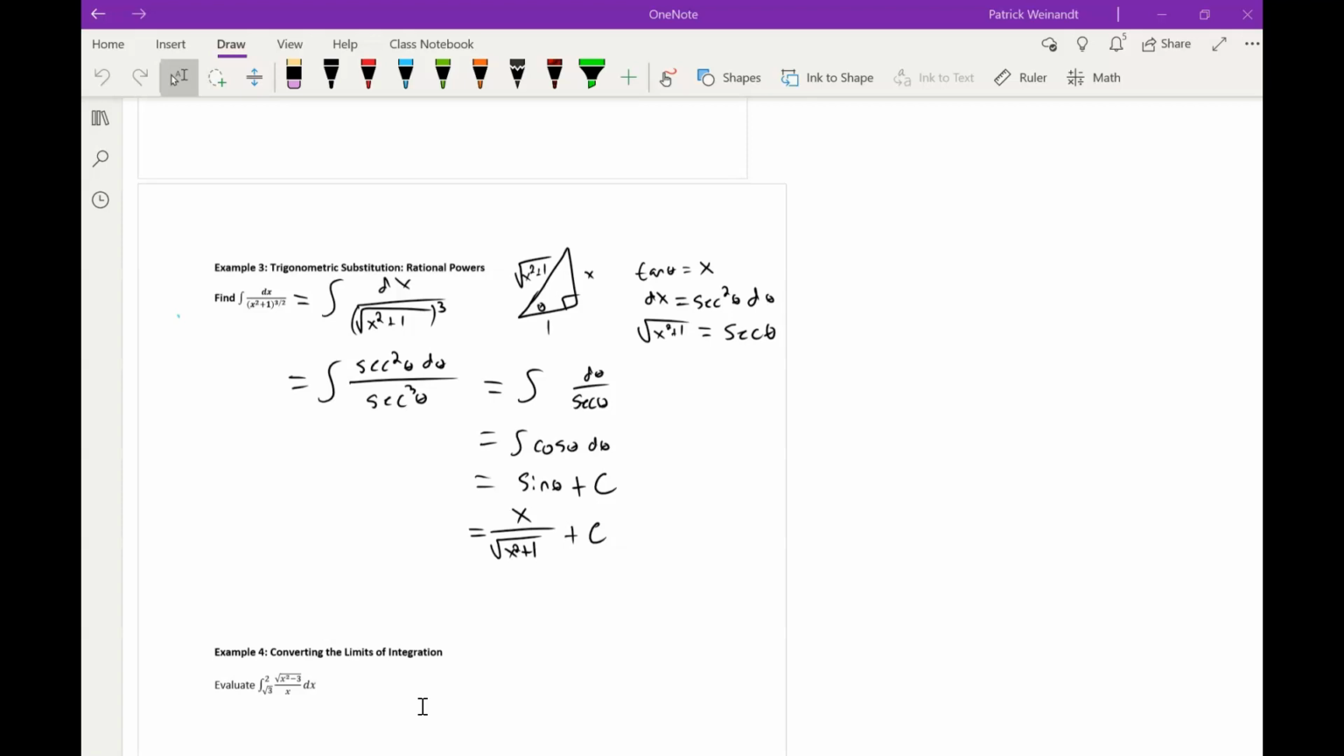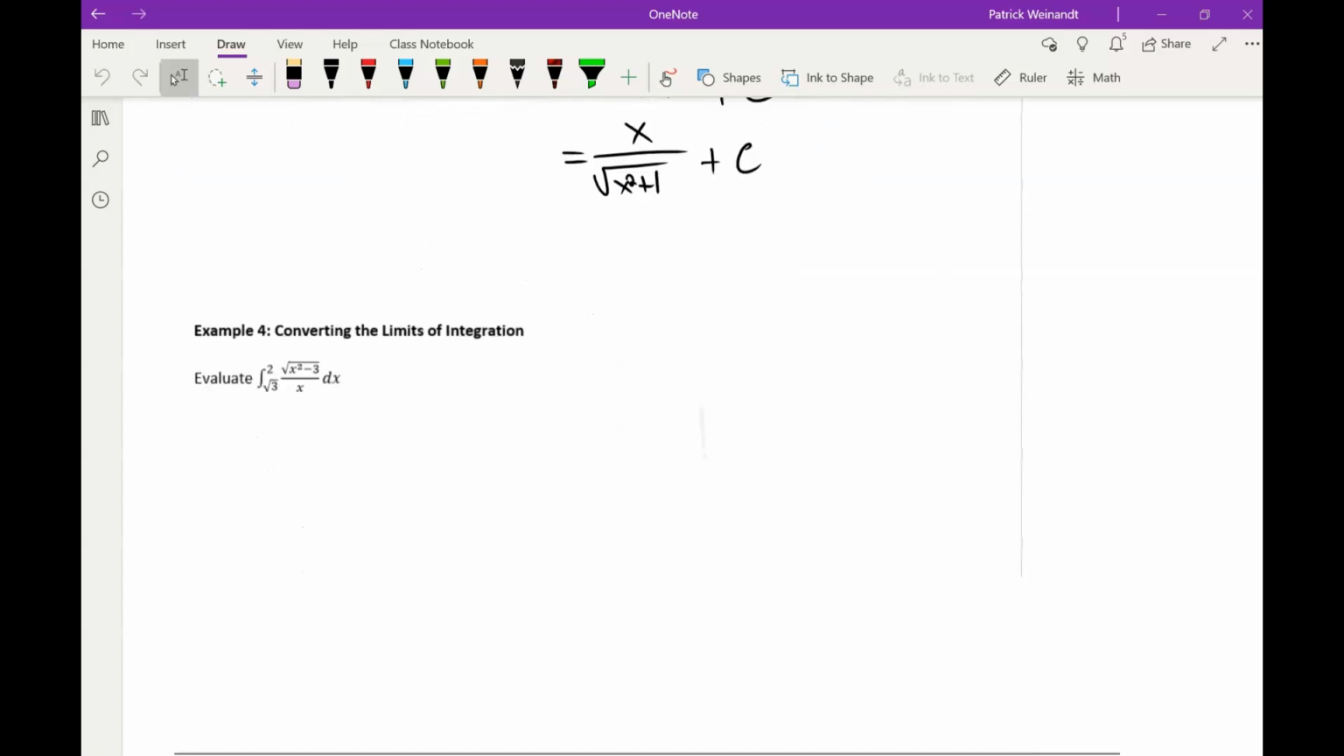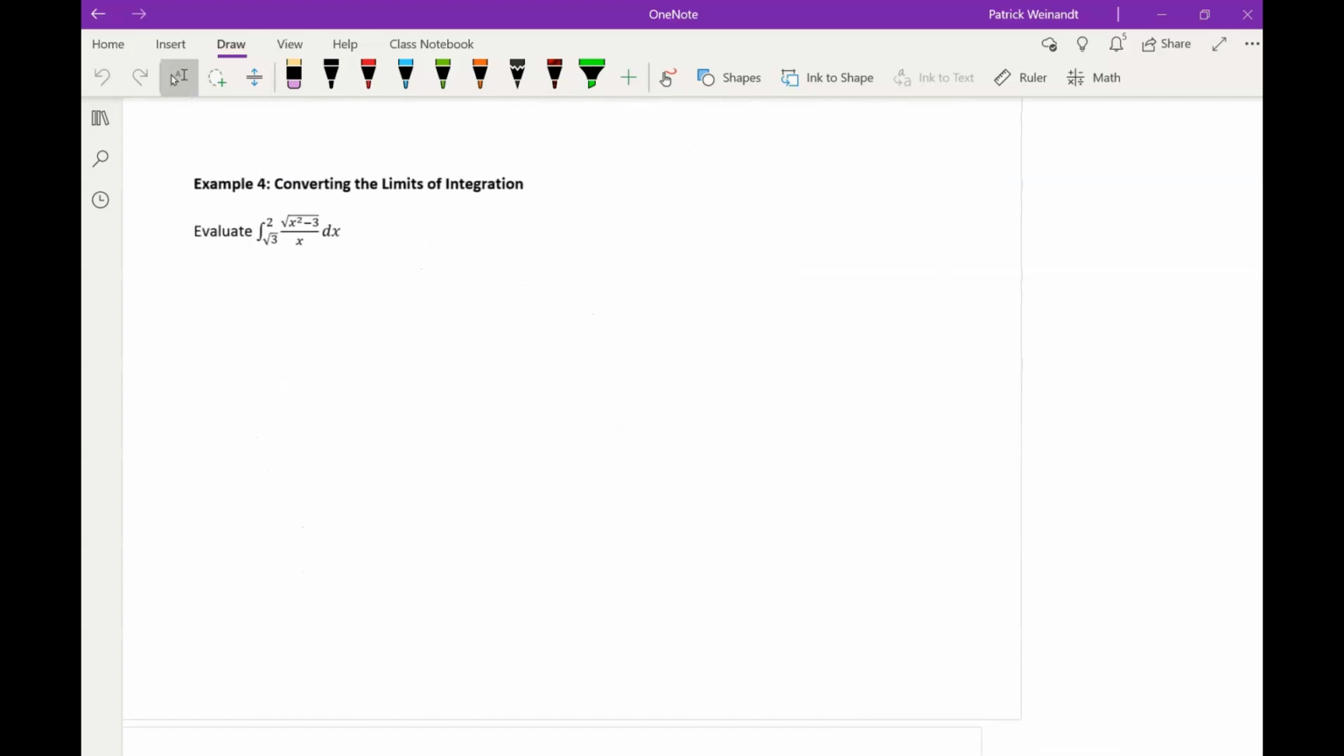Hello, calculus students, and welcome to part 2 of trigonometric substitution. We're going to keep rolling here, converting the limits of integration. Now we have a radical that's in the numerator, and we're doing a definite integral.